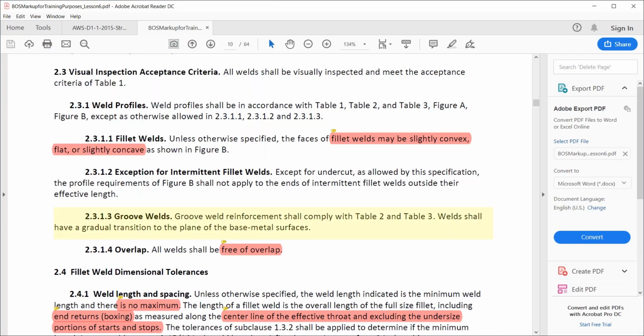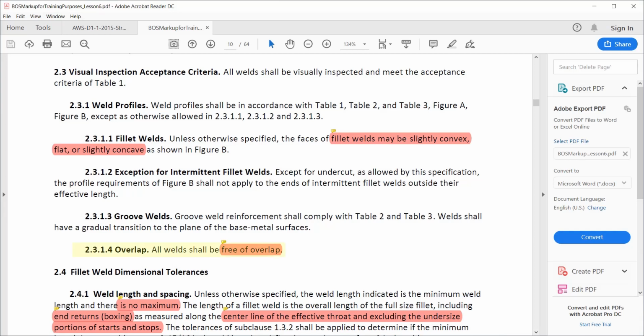23.13 groove welds. The groove weld reinforcement shall comply with Table 2 and Table 3. Welds shall have a gradual transition. Now, deciding what a gradual transition is, good luck. Okay, it just is what it is. I don't think you'll be questioned on any of those, but maybe you will. You'll just have to use your judgment. I see smooth and gradual and workmanlike and that type of stuff. Those are hard to define.